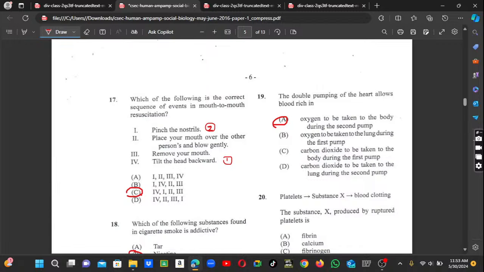The third step now is to place your mouth over the other person's and blow gently. So this would be the third step. And now the fourth step, we have to remove your mouth afterwards. So the last step would be here. So the best option for number 17 would be C.